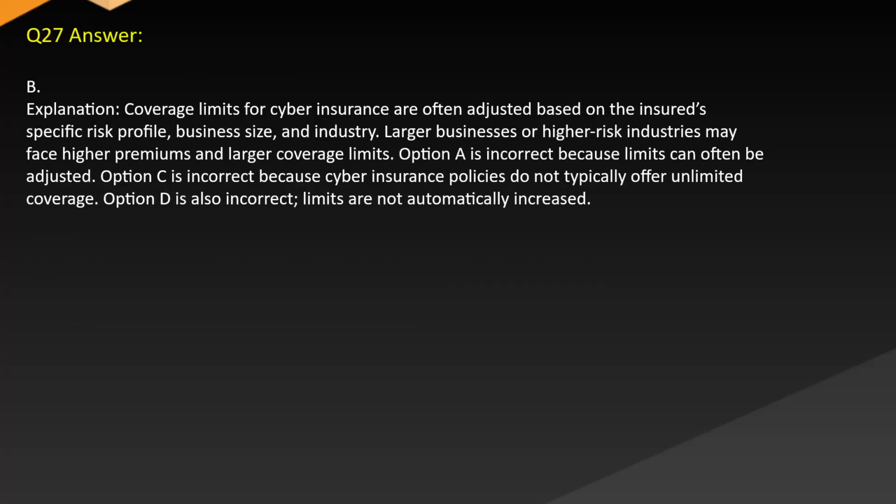Answer: B. Explanation: Coverage limits for cyber insurance are often adjusted based on the insured's specific risk profile, business size, and industry. Larger businesses or high-risk industries may face higher premiums and larger coverage limits. Option A is incorrect because limits can often be adjusted. Option C is incorrect because cyber insurance policies do not typically offer unlimited coverage. Option D is also incorrect. Limits are not automatically increased.